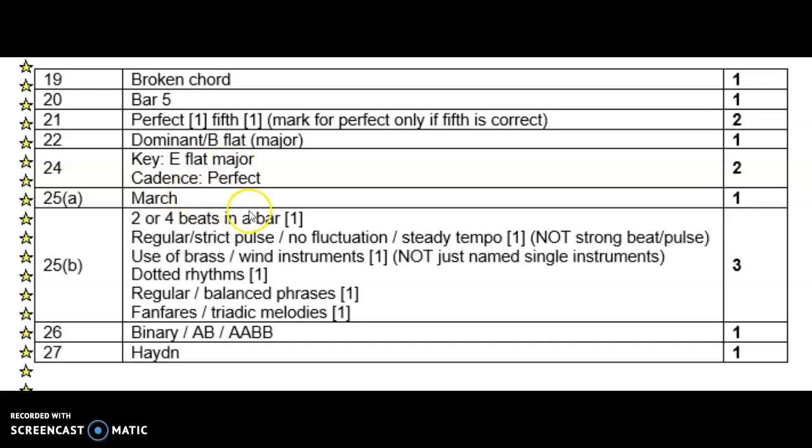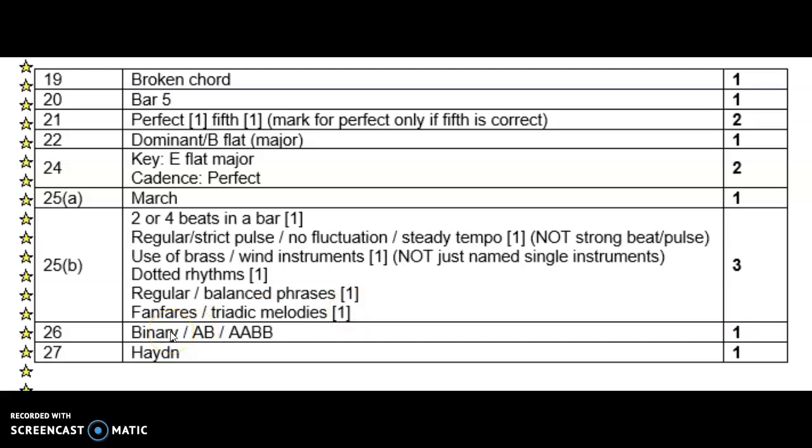It's definitely a march. One of the marks can be that you have 4 beats in a bar or 2 beats in a bar. You have a regular pulse, steady tempo. Okay, don't write strong pulse, it's a regular pulse, steady tempo. It's a moderate tempo because with a march usually people need to walk to. Brass instruments, wind instruments, I hear in a march, lots of dotted rhythms, regular balanced phrases like in the classical time, and I hear the fanfares on the trumpets, triadic melodies. So you have a lot of things that you can write about the march. They give you a possible 1, 2, 3, 4, 5, 6 marks. So I'm sure that you will find 3 to write about.